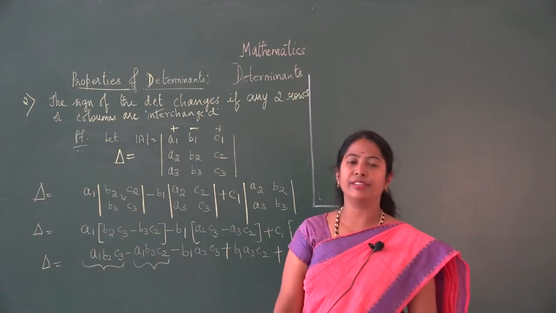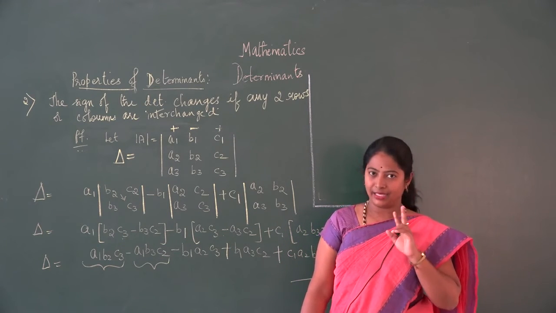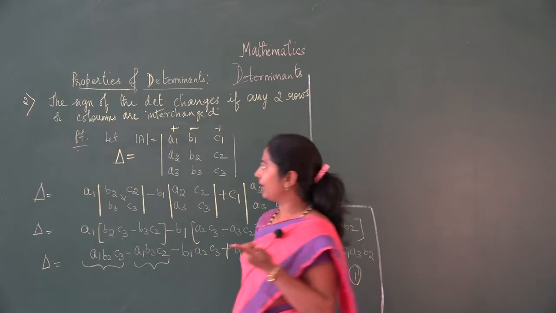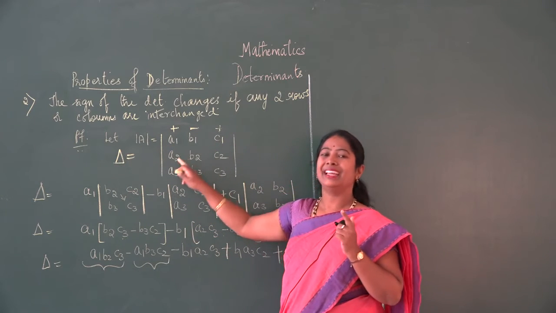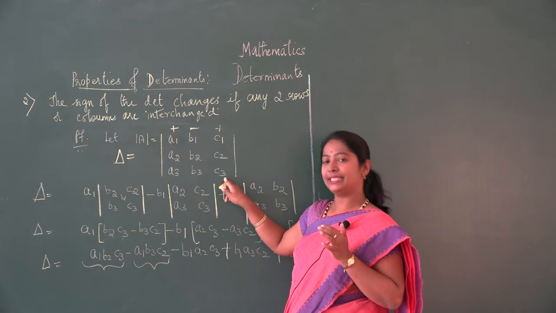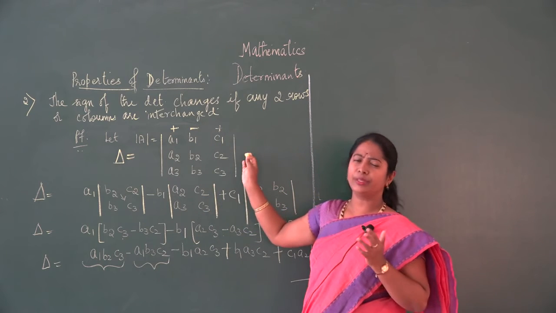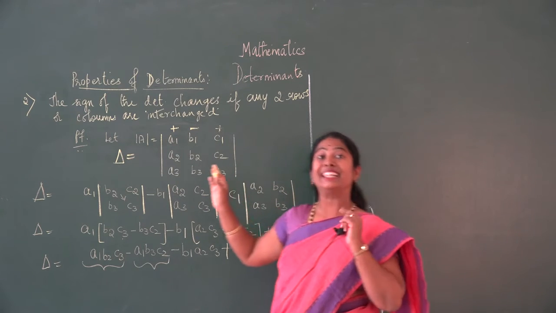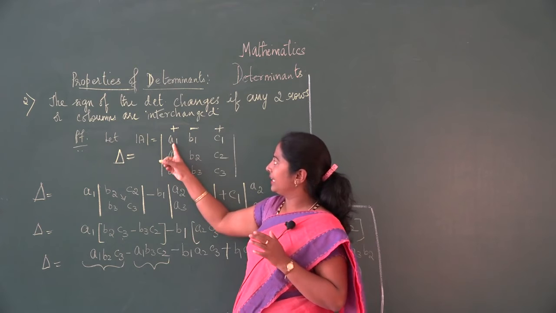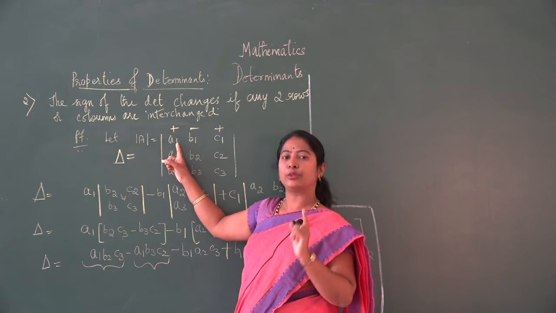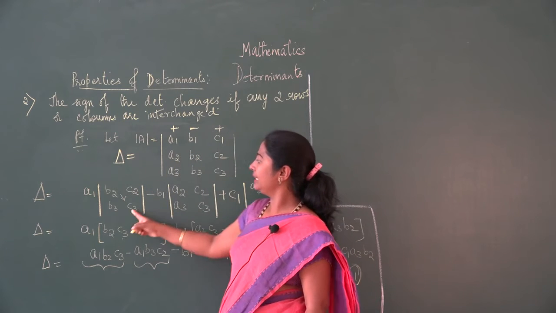Moving on to the second property of determinants: the sign of the determinant changes if any two rows or any two columns are interchanged. As I explained in property number 1, let delta be the determinant of A1 B1 C1, A2 B2 C2, A3 B3 C3. What are the signs associated to the elements? It is plus, minus and plus. So how do we calculate A1? When we consider the element A1, you are supposed to leave the A1 row and A1 column. So what is left out? B2 C3 and B3 C2.